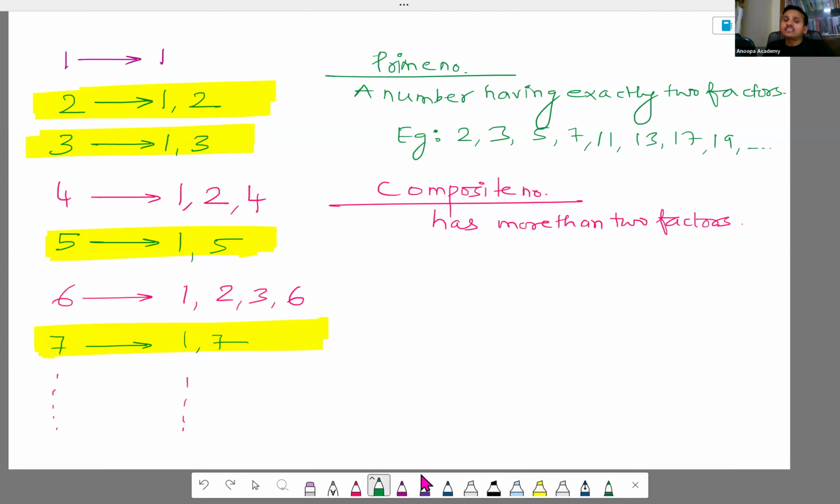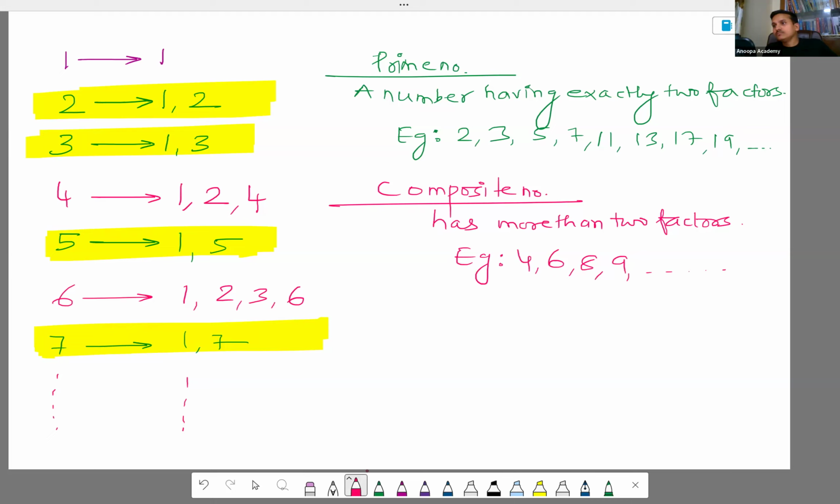Yes. Perfect. See, all of you, please show a thumbs up every time I ask you whether you have understood or not. It'll be better for me, okay? So examples are 4, 6, and you can keep writing. 8 is also a composite number, 9, and so on.